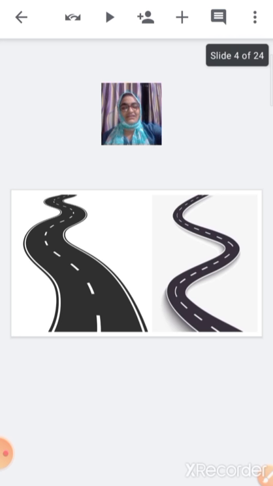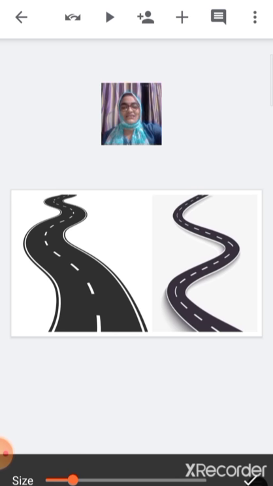Now, children, what can you all see over here? There are two roads over here. Correct. Now, this road is wide, right? It is broad. You all can see the sides. The sides are not closer to each other. They are broad. They are wide.